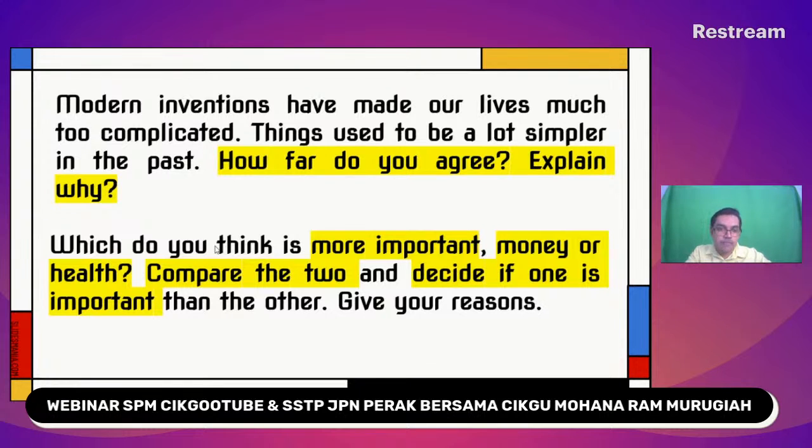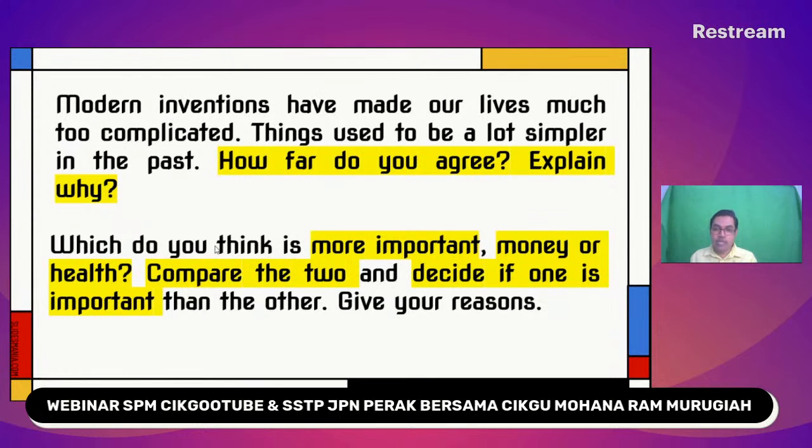In this question, which do you think is more important, money or health? Compare the two and decide if one is more important than the other. So here, you don't just say money is more important than health throughout your essay. You have to make a comparison between the two, money or health, and at the end of the essay, decide whether money is more important or health is more important.